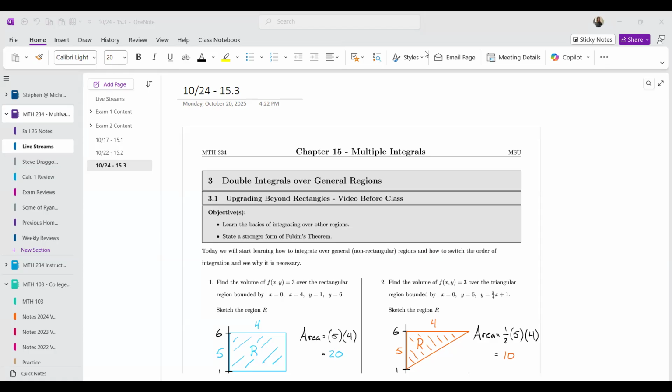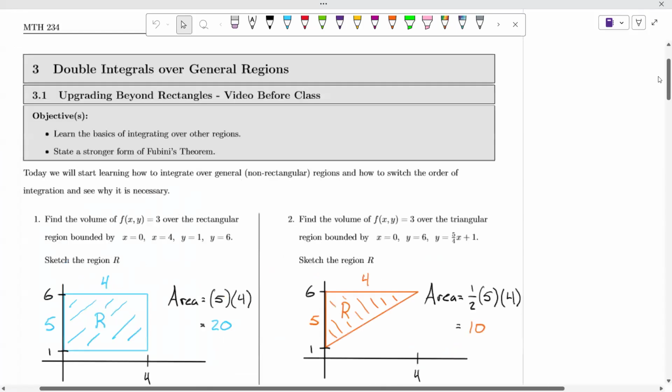Today, we're up against double integrals over general regions. So I mentioned last time that we'd probably just be calling these things double integrals the whole way through, rather than worrying about switching back and forth between double integrals and iterated integrals. So we'll keep that going today.